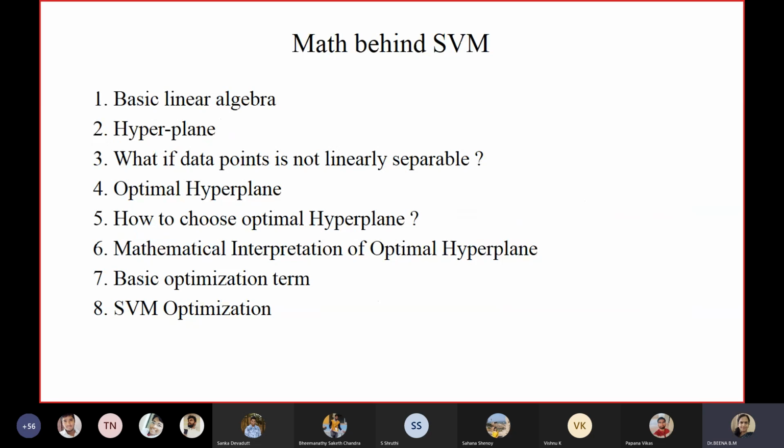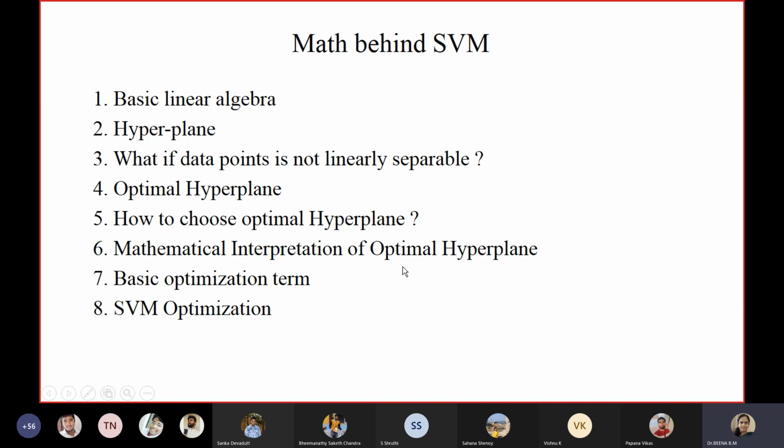SVM plays a vital role in many areas such as handwritten digit recognition, such as postal automation services. Next is the mathematics behind SVM. Here, mathematics is very important in order to learn SVM. You're going to study basic linear algebra, hyperplane, how it is mathematically modeled, how a hyperplane is mathematically created, and how you generate the equations if the data points are not linearly separable. Hyperplane, how it is denoted in the coding part, and how you choose the optimal hyperplane, mathematical interpretation of the optimal hyperplane, basic optimization terms, and the last one is SVM optimization.